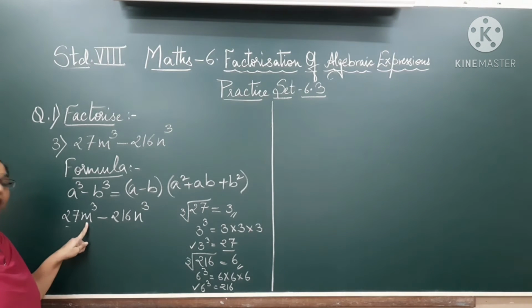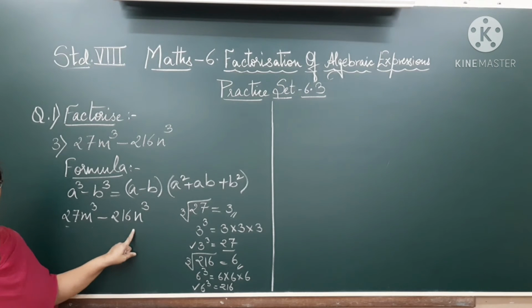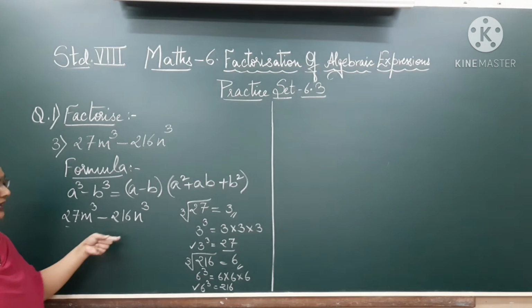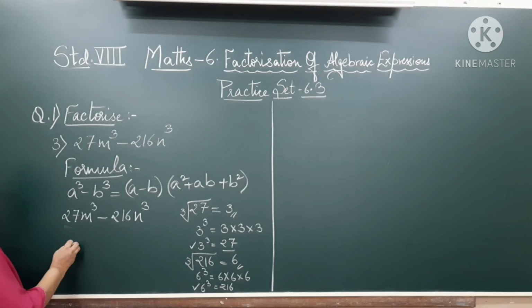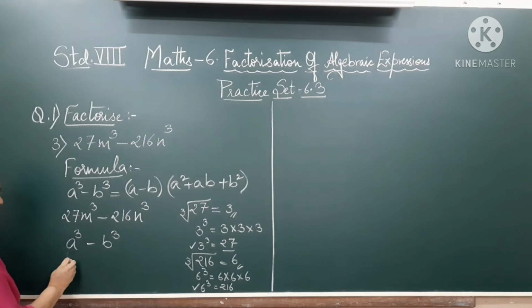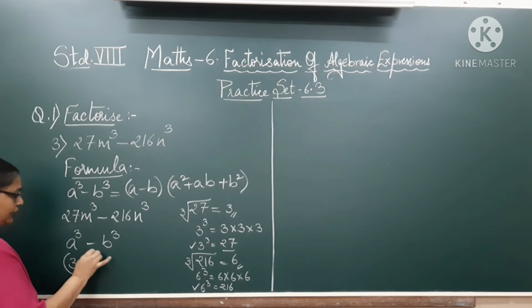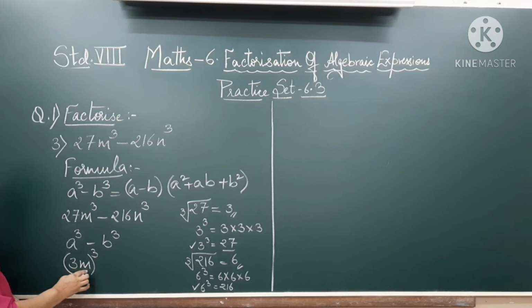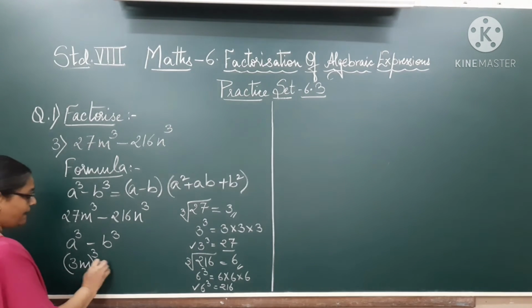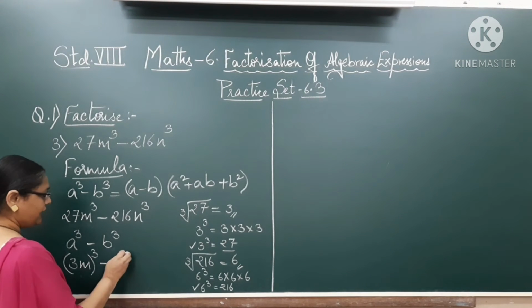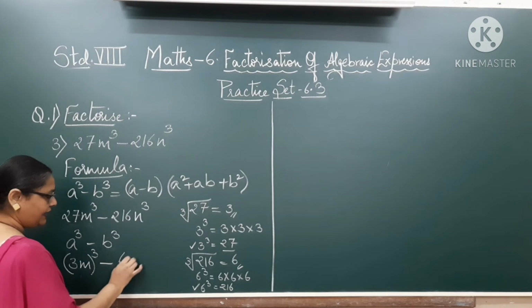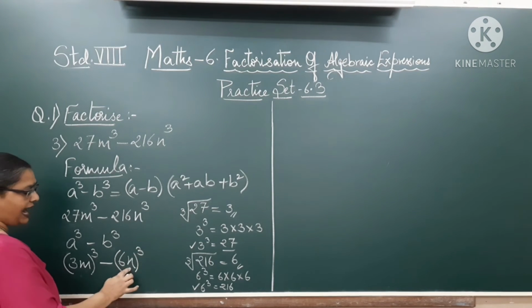Of course m cube I can write as m the whole cube, and n cube as n the whole cube. So this is now in the format a cube minus b cube. Now I can write 27m cube minus 216n cube as 3m the whole cube, because 27 is 3 cube. Remember to write the coefficient and the variable together. Minus, 216 is written as 6n the whole cube.